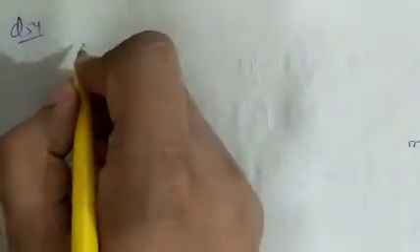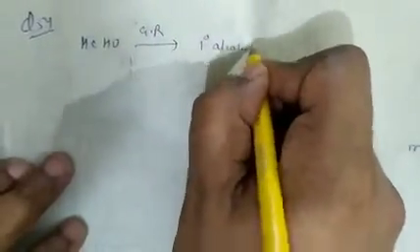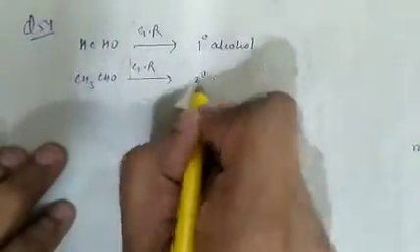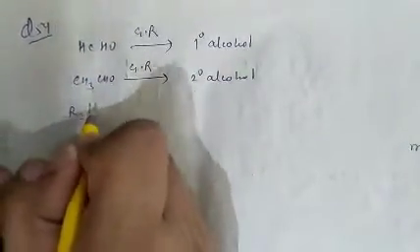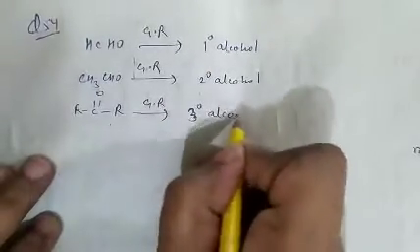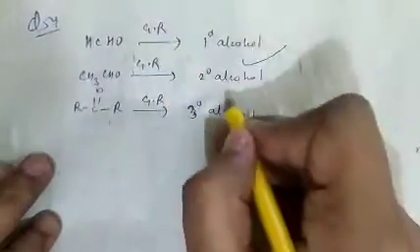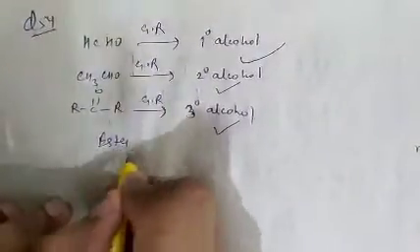Question number 54 is basically which one is not prepared by Grignard reagent. As we know, when we use methanal with Grignard reagent, then 1 degree alcohol is formed. When we use acetaldehyde with Grignard reagent, 2 degree alcohol is formed. When we use ketone with Grignard reagent, then 3 degree alcohol is formed. So 1 degree, 2 degree, and 3 degree are all formed by Grignard reagent. But ester is not formed by Grignard reagent.